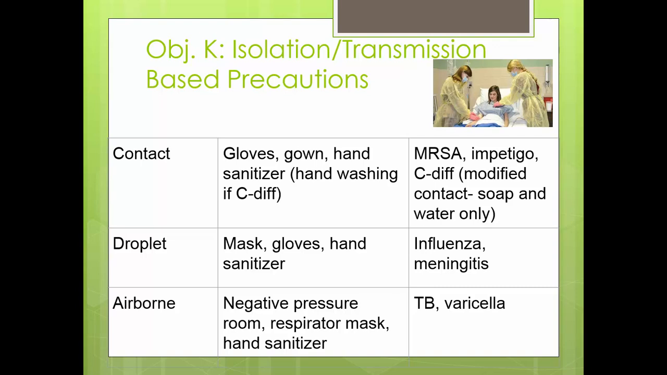Modified contact precautions are the same as contact, but the only difference is they require the use of soap and water instead of hand sanitizer, and like I mentioned, this is for C. diff. Droplet precautions require the use of gloves and a surgical mask, and it's indicated for diseases like disseminated shingles and influenza. Airborne precautions require a negative pressure room and the use of a special respirator mask, as well as a gown and gloves, and this is indicated for TB and some others as well.